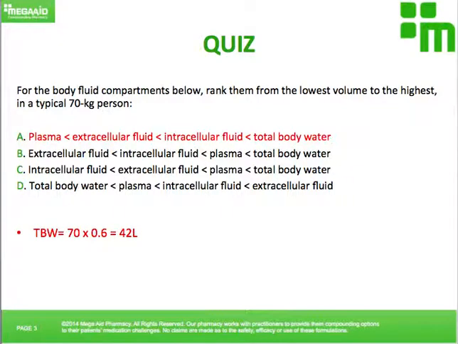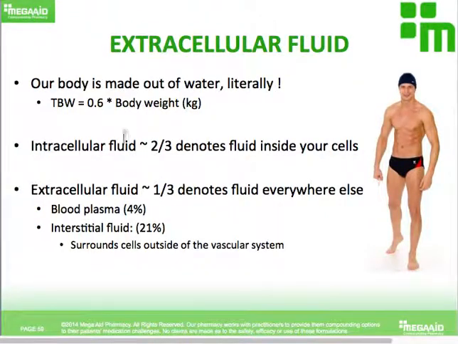So the solution is going to be A. And why does that make sense? So remember that total body water, this is your entire content of water. We can actually calculate that for you. So if a person weighs 70 kilogram and about 60% of their body weight is going to be water, their total body water is going to be 42 liters. So remember that intracellular fluid is going to be about 2/3 of that, and extracellular fluid is going to be about 1/3 of that.